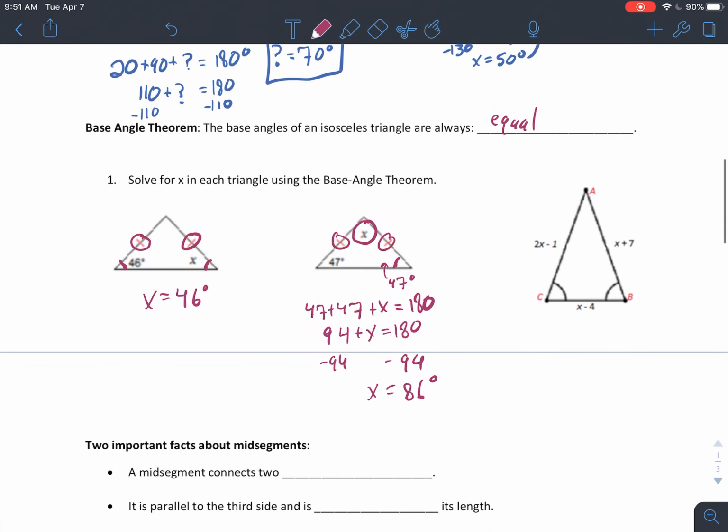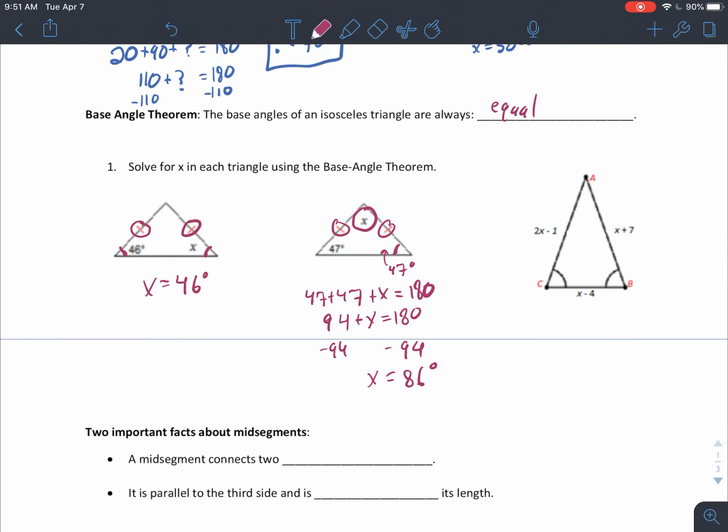All right, so last one. We know this one is isosceles because these two angles are the same. Because those two angles are the same, then this side would be equal to this side. So what we can do for this question is we set x plus 7 equal to 2x minus 1. Solve for x, so I'm going to subtract x to the other side. So that gives us 7 is equal to x minus 1. Add the 1 to the other side, and we get 8 is equal to x.